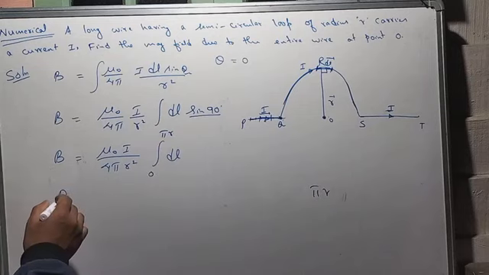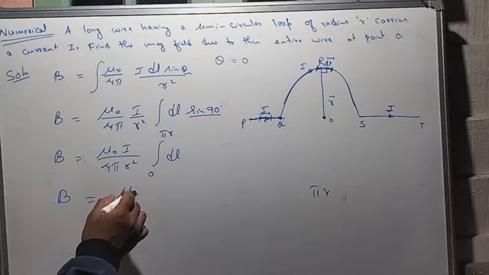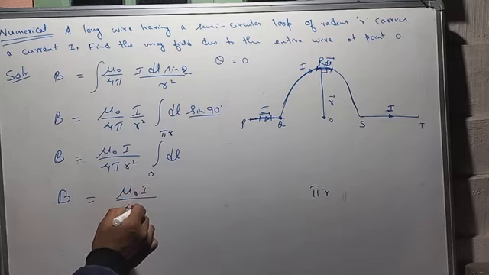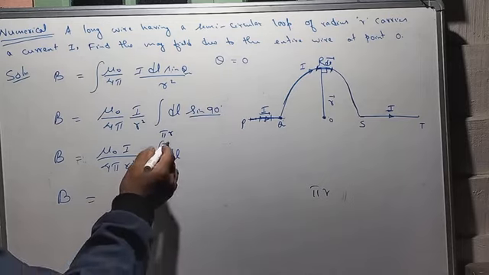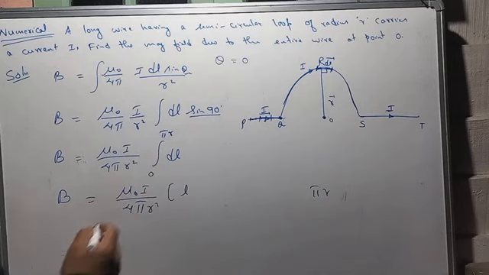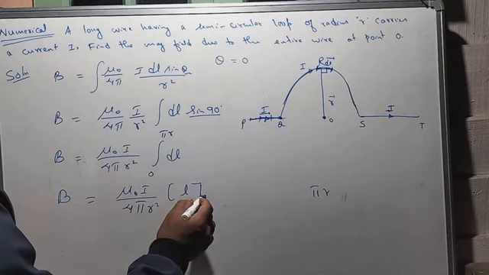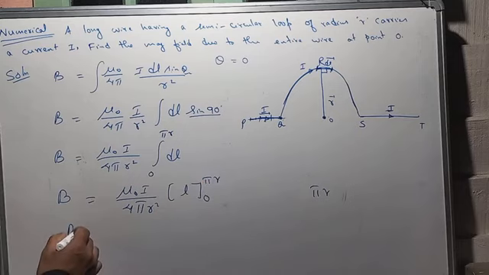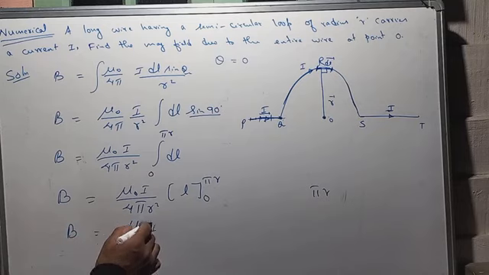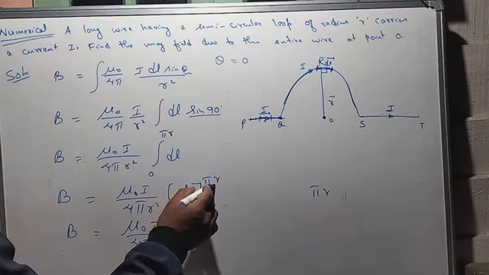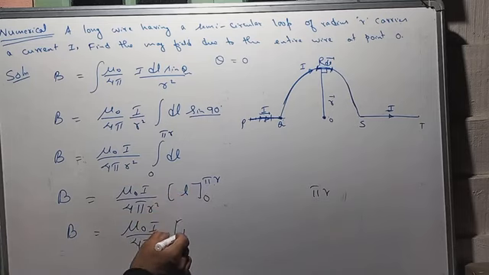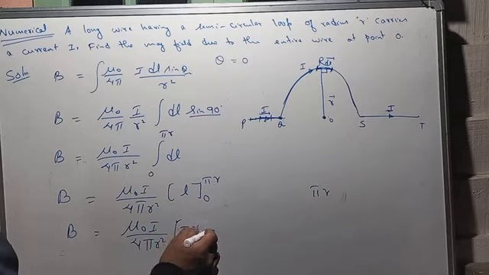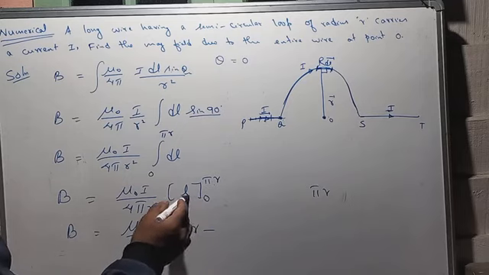Okay. So B here is equal to mu naught I upon 4 pi r square. Now this integration of dl is equal to L, and the limits of integration are from 0 to pi r. Now if we substitute the limits of integration over L here, the upper limit is pi r, so instead of L we write pi r, and then we subtract by putting the lower limit of L, which is 0.